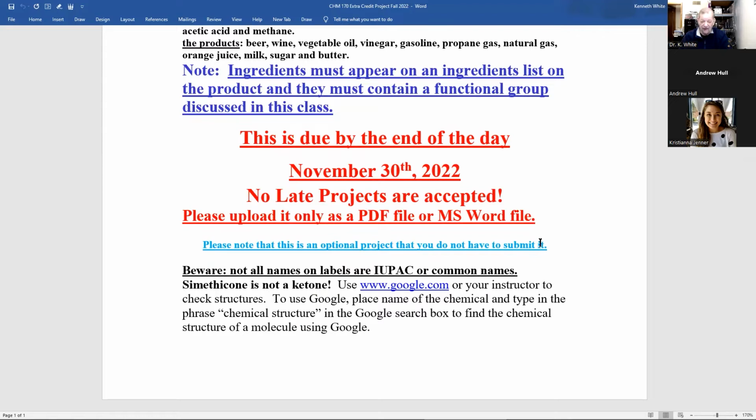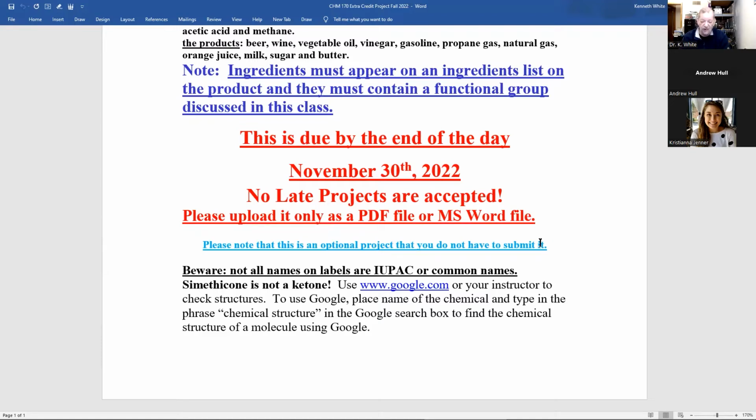Now, a couple important things. Beware, not all names on labels are IUPAC or common names. And I've seen this in the past, which is why I put it down here. A student will put down, oh, simethicone. They didn't open it up and look at the structure. And they'll say it's a ketone, O-N-E ending. And the answer is wrong. That's a commercial trade name for a silicone compound, which we haven't discussed in this class.